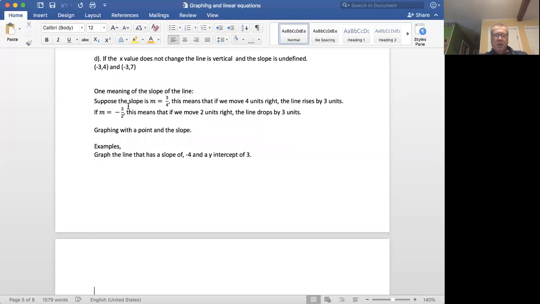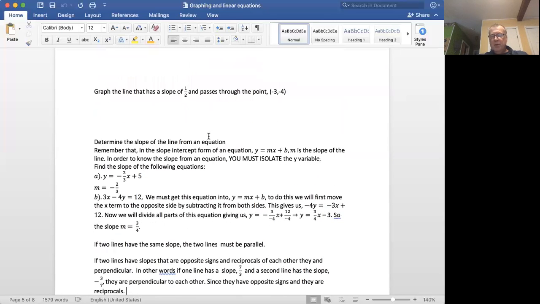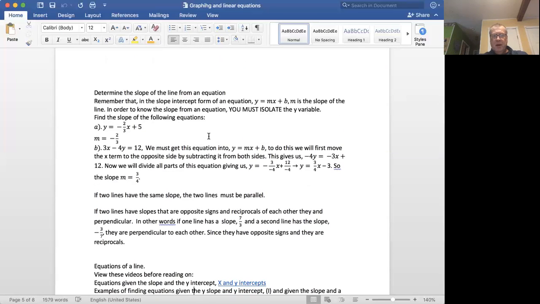Just like a -3 over 2 slope means we go 2 units right and 3 down because it's negative. Okay. You can attempt to graph with a slope and a point. I'll give you a couple of examples there.